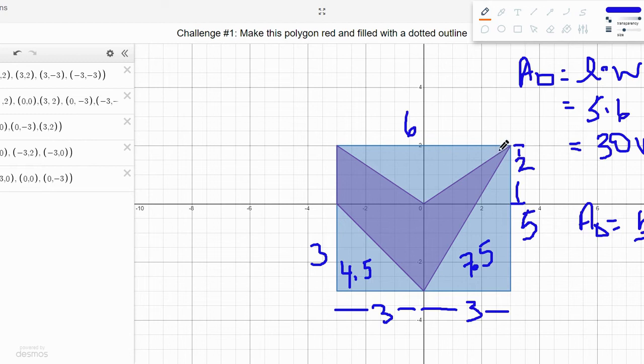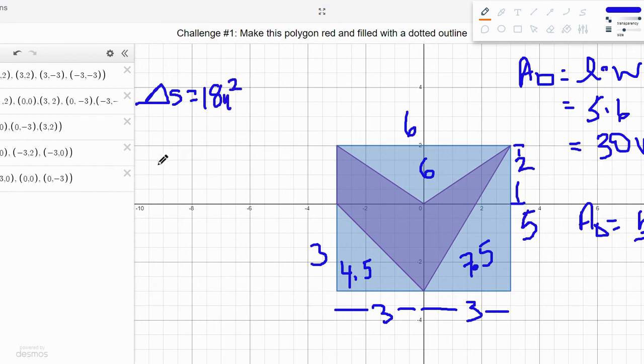Which means that this must be 6 by 2, which is 12, and half of that is 6. So if I take all of those, if I take these odd shapes here, I've got 4.5 and 7.5 is 12, and 12 and 6 is 18. So I know that the little triangle pieces, so my triangles, equal 18 units squared.